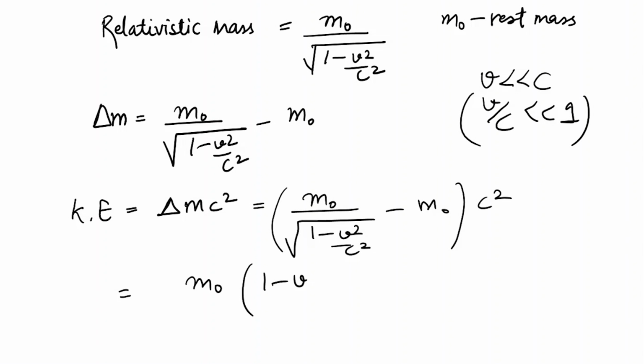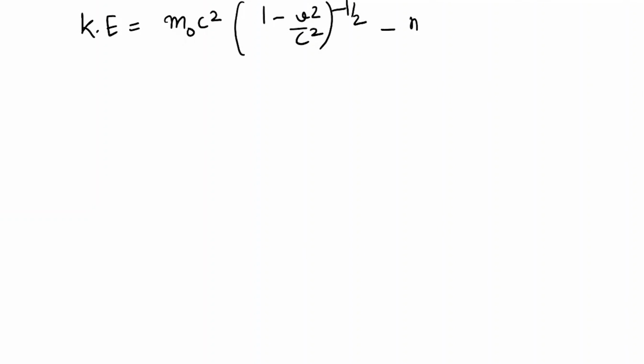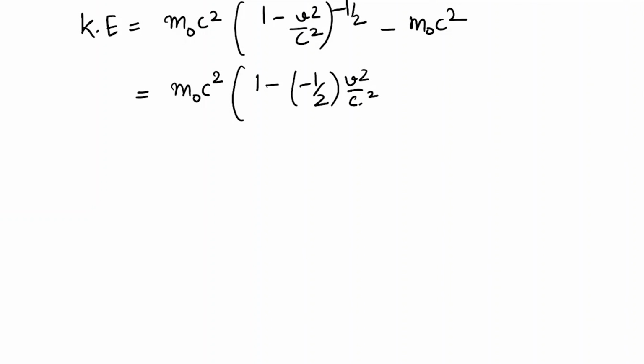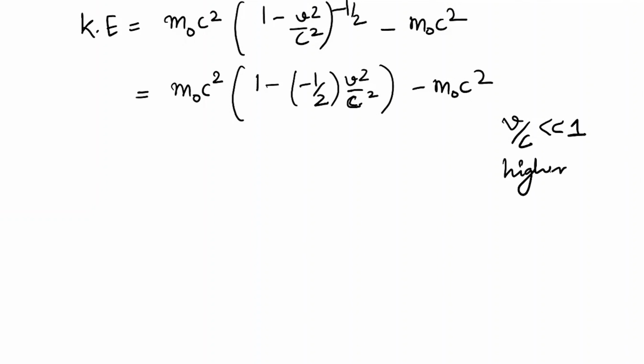So let's write this in this form. This is m naught c square. So our kinetic energy will be equal to m naught c square times 1 minus v square by c square to the power minus half, minus m naught c square. When we do this expansion, we will neglect the higher order terms and keep the first order terms. So this is minus half v square by c square, because v by c is very small, so higher order terms will become negligible.